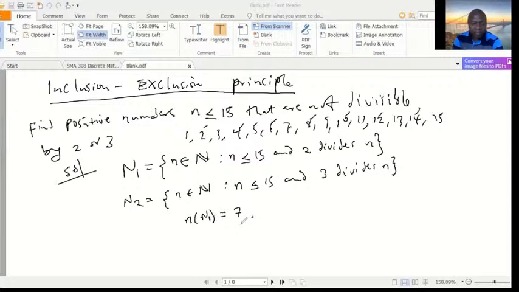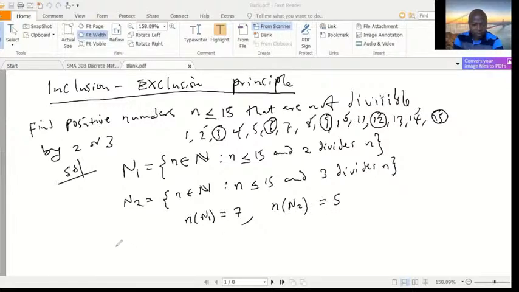What about the number of elements divisible by 3? If I take 15 divided by 3, it's just 5. So 5 elements are divisible by 3. In fact, you can just count them: 1, 2, 3, 4, 5. Those are the elements divisible by 3. And you can see how I did that, very easy. I just took 15 divided by 2 to get the number of elements divisible by 2, and then 15 divided by 3 to get the number divisible by 3.